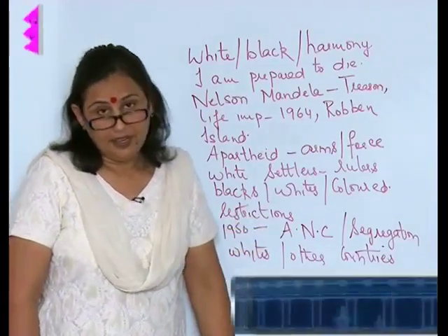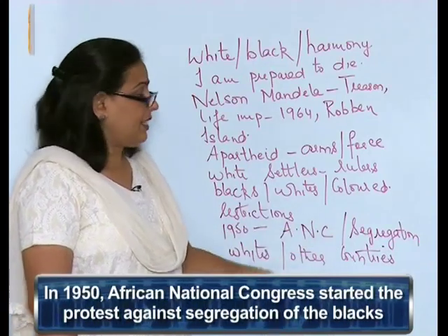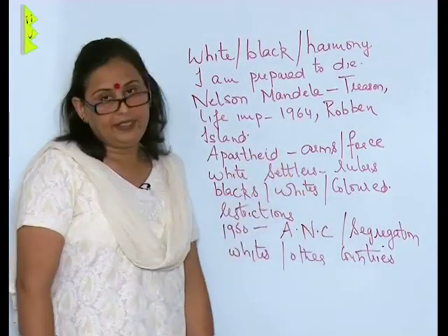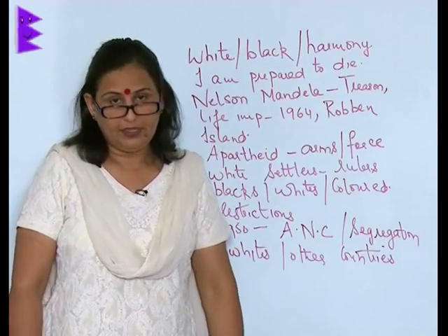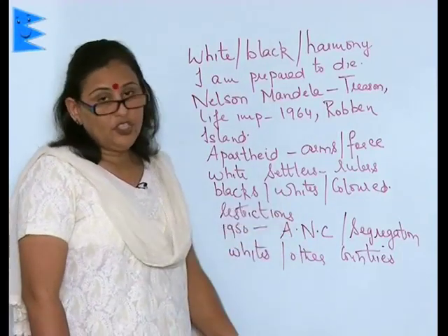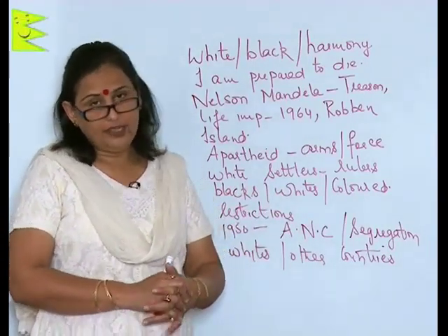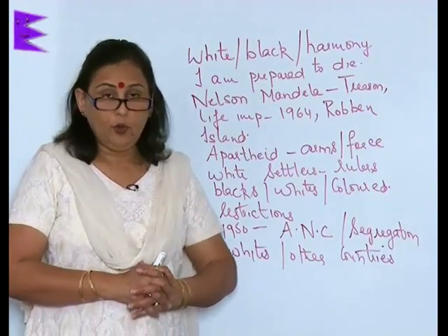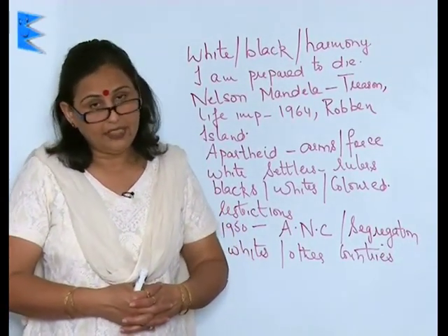But the struggle started by 1950, and the African National Congress started protesting against the segregation of the blacks. They demanded equal rights. They demanded humanity. They demanded to be treated as human beings. It was not just the blacks, but also various intelligent whites who started joining hands with the blacks to give them those rights. Other countries of the world also gave a sympathetic approach, and they too lent their hand as far as getting them rights was concerned.